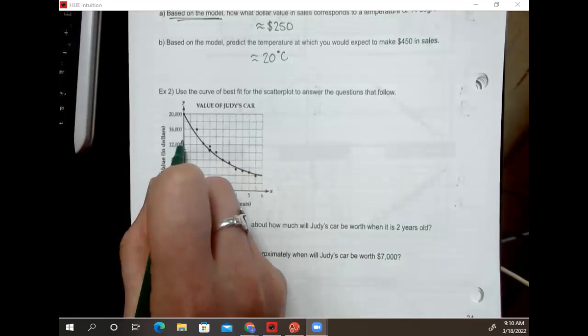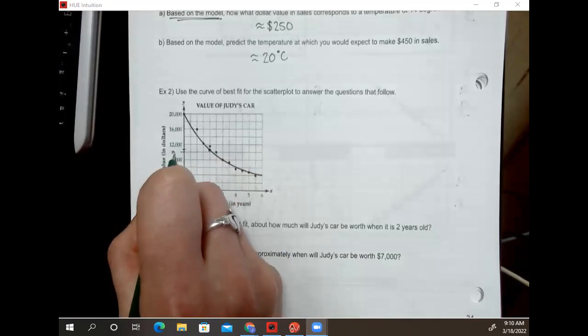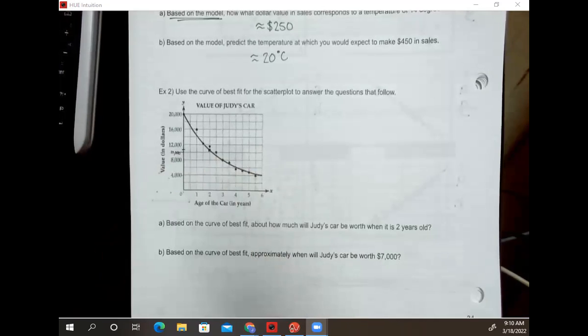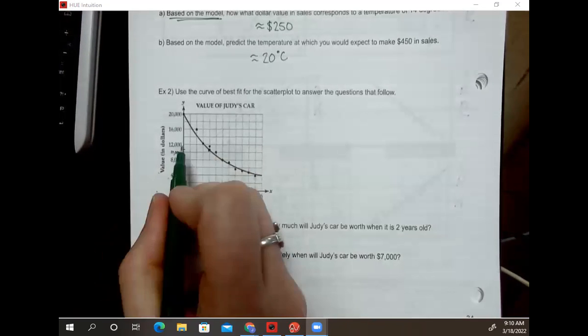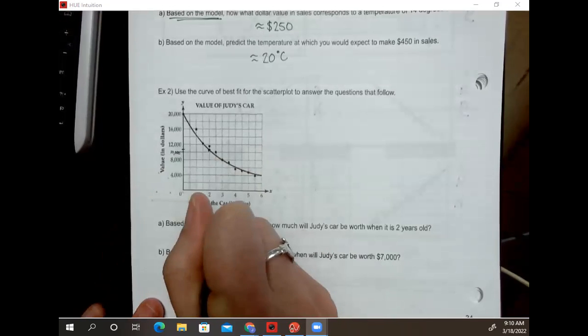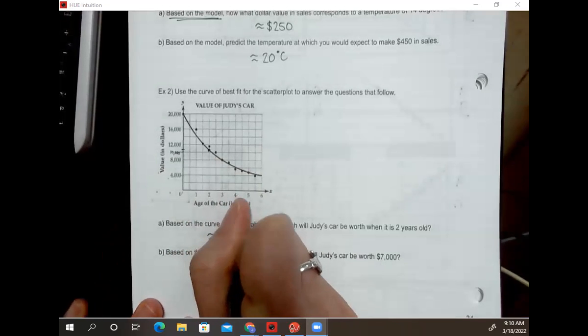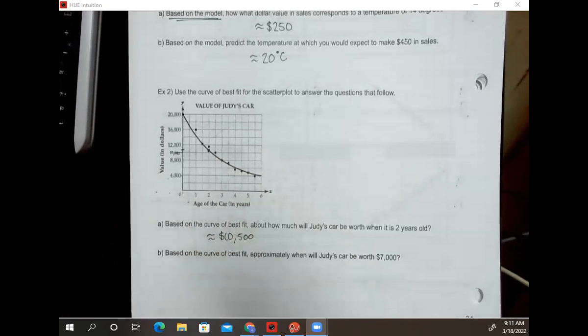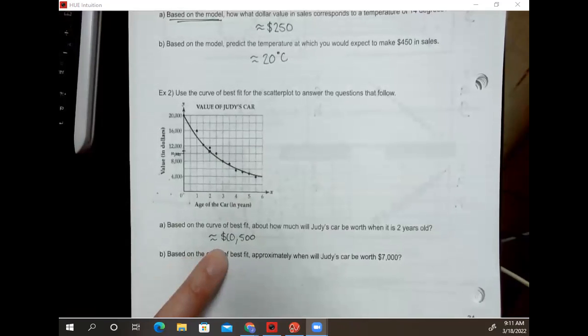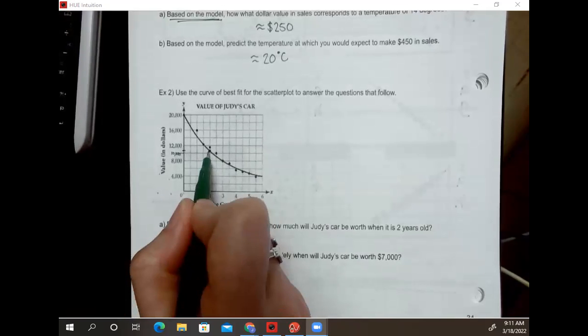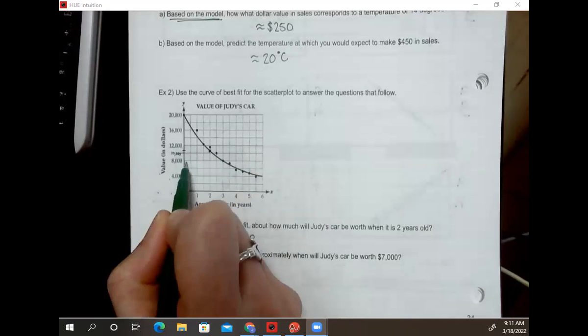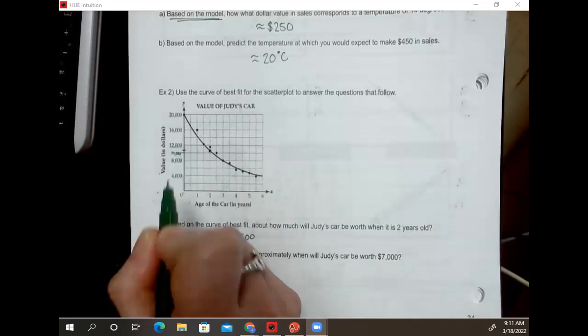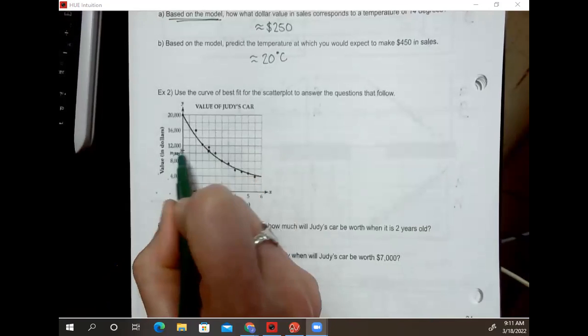So there's 8 and 12. That means this guy in the middle has to be 10,000. So maybe 10,500. It looks like it's not quite halfway. So I'm going to say approximately $10,500. Anytime we're estimating, as long as your estimate is reasonable, I'm okay if it doesn't exactly match my number. If you told me 8,000, that would definitely be wrong. If you told me 12,000, that would definitely be wrong. It's got to be above 10, but under 12.